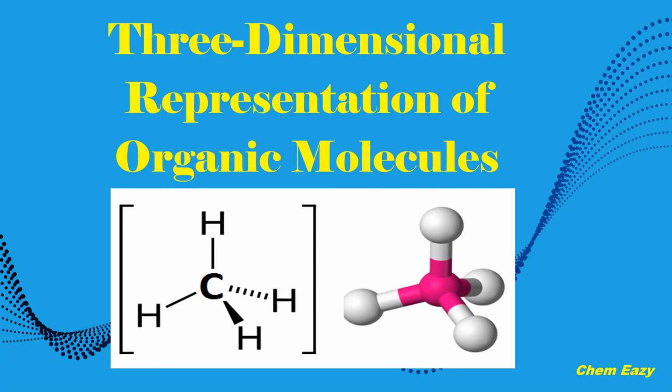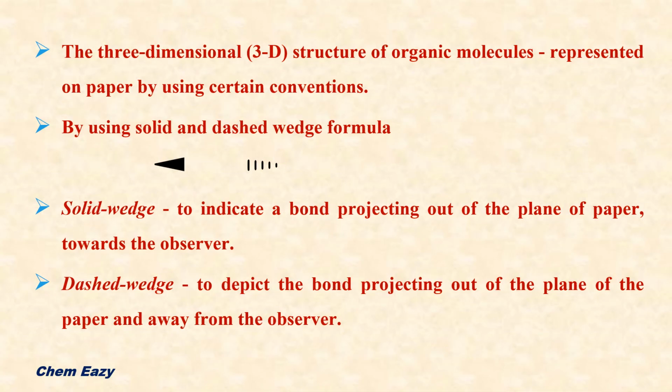Next one is the three-dimensional, that is 3D, representation of organic molecules. By using certain conventions, the three-dimensional, that is 3D, structures of organic molecules are represented on paper. So in this three-dimensional structure, solid wedges and dashed wedges are used. So here this is a solid wedge and this one is a dashed wedge.